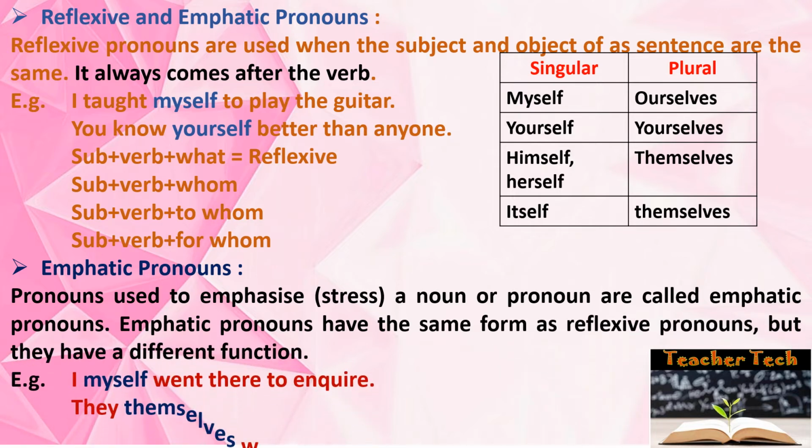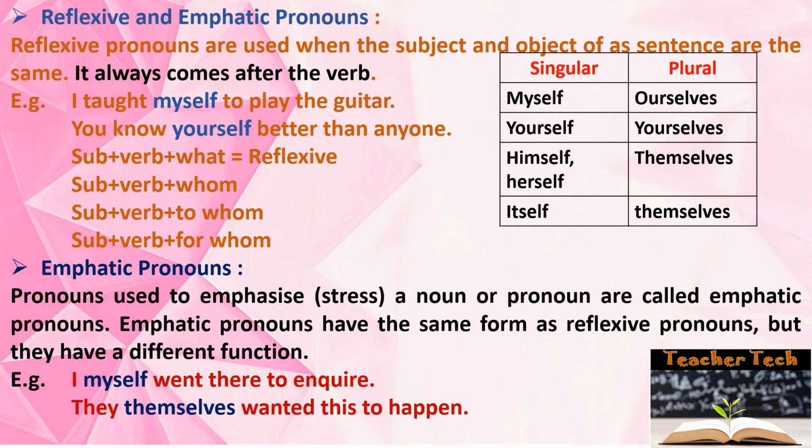And the other method to find out whether it is a reflexive pronoun or emphatic, because both have the same pronoun, children: myself, yourself, himself, herself, itself, and the plural of myself is ourselves, yourselves, himself and herself will become themselves, and itself also will become themselves. So myself, yourself, himself, herself, itself are used in the reflexive pronoun and also in the emphatic pronoun.